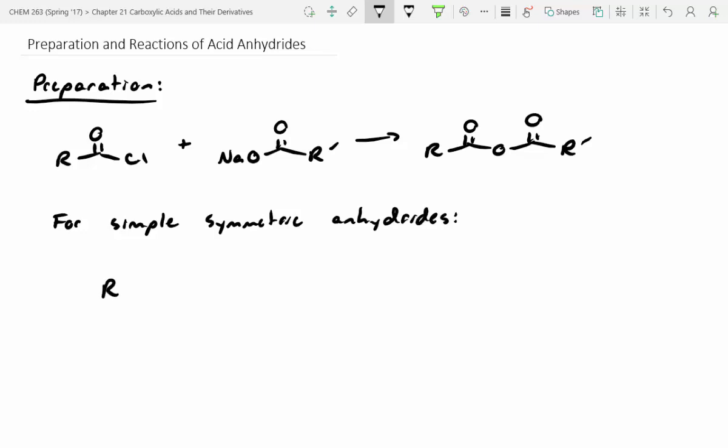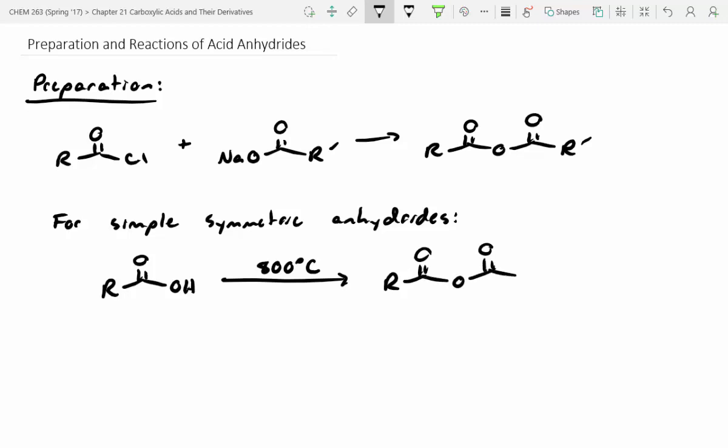All you need to do for simple symmetric anhydrides is take a carboxylic acid, crank up the heat to a gentle 800 degrees Celsius. Gentle. And you can actually make an anhydride this way. Honestly, you'll never ever do this in a lab. This is only done for producing industrial quantities of anhydrides. The top route's way more common.